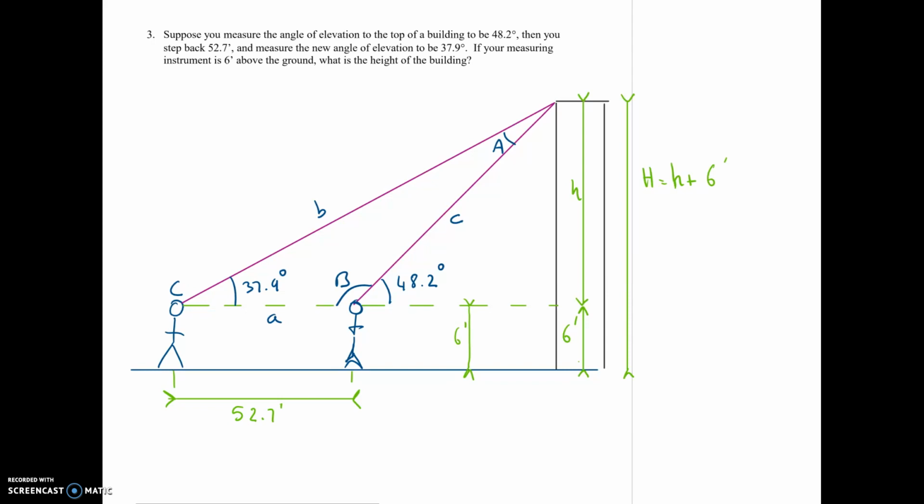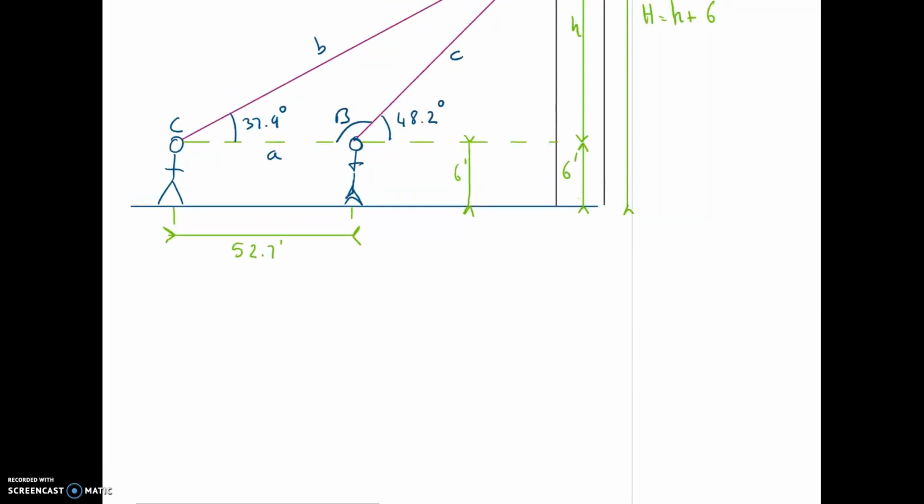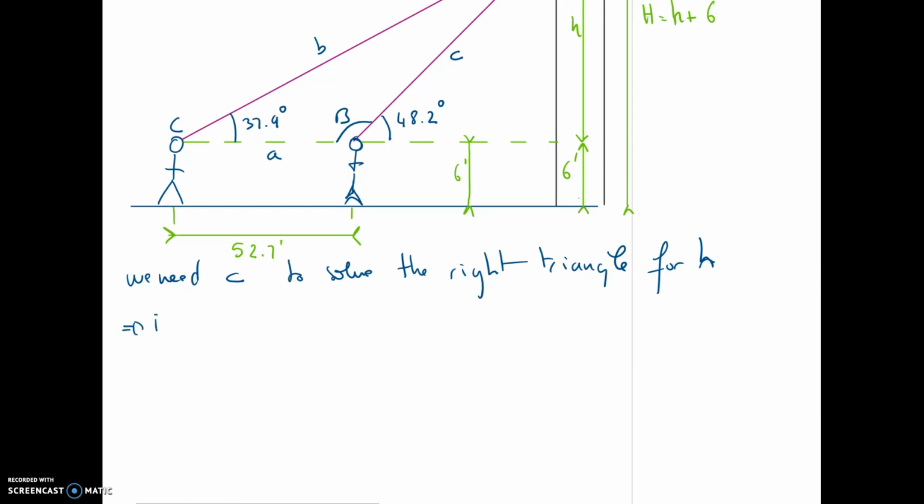Well, we need C to solve the right triangle for the altitude h, because if I know the altitude lowercase h, I will know the altitude of my building, which is h, what I found, plus 6 foot. So what do we have? First of all, B is supplementary to the 48.2 degree angle of elevation.